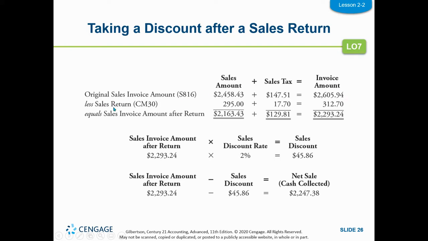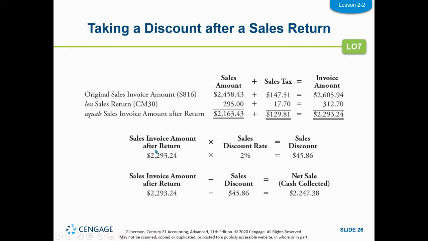Well, they returned $295 worth of merchandise, which meant that we had to give back $17.70 in sales tax, and that total was $312. So overall, we refunded them $312. So they went from owing us $2,600 to only owing us $2,293. Now, when they pay us, they owe us this now, $2,293. That's the number that we start with.